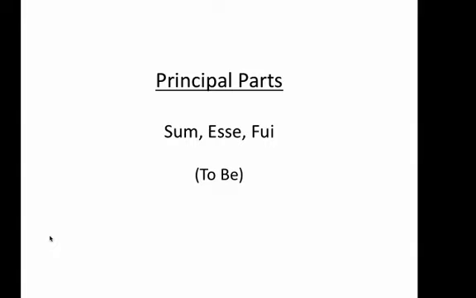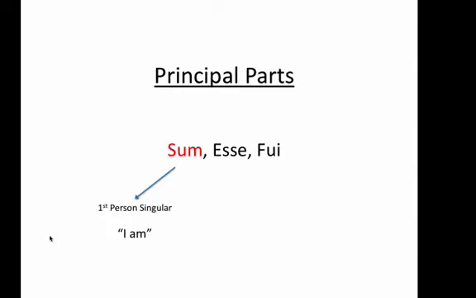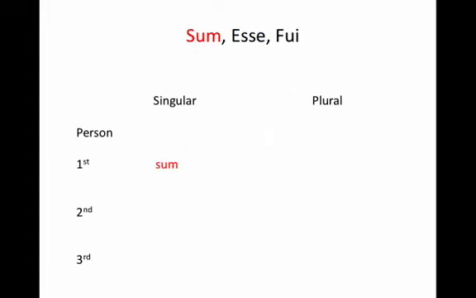Once again, most verbs have four principal parts, but sum esse being irregular is only going to have three. And they are sum, esse, fui. If we remember, our principal parts each tell us something about the verb. Our first principal part tells us the first person singular in the present only, sum being I am. And our second principal part, esse, is the infinitive, and this means to be.